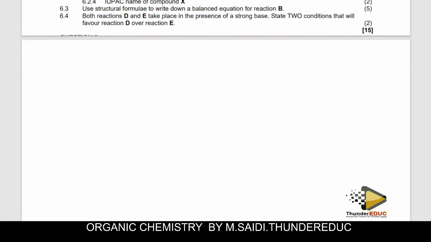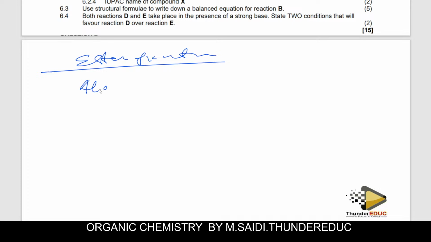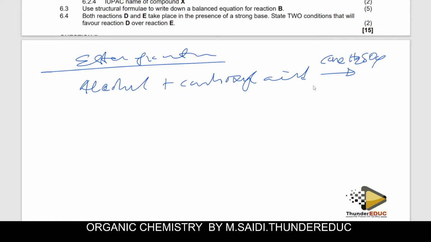Lastly, I'm just going to talk about esterification, the formation of esters. Don't forget that esters are formed as a result of alcohol plus carboxylic acid in the presence of concentrated sulfuric acid, and then you heat, and after that you get the ester plus H2O, which is water.